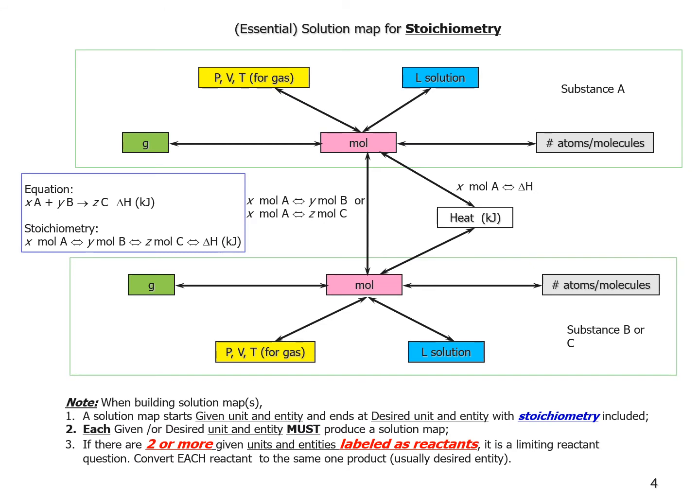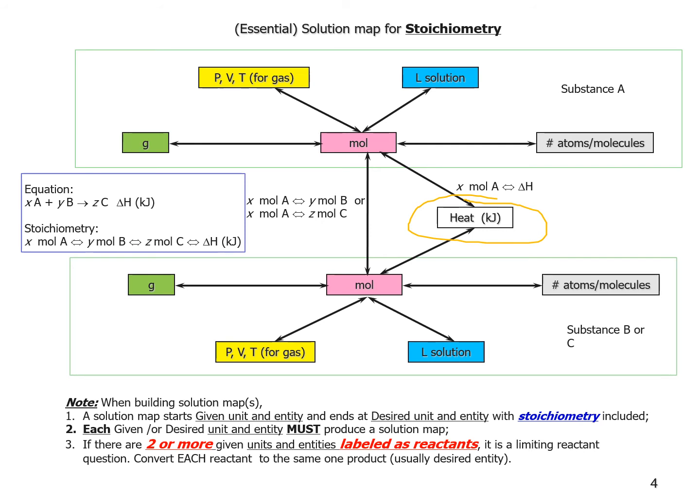Speaking of heat as a part of stoichiometry, now we realize we add heat. That's between the moles. Moles to moles of different substances can be directly connected using a balanced chemical equation. And also, we can go moles to heat to moles if we have to.